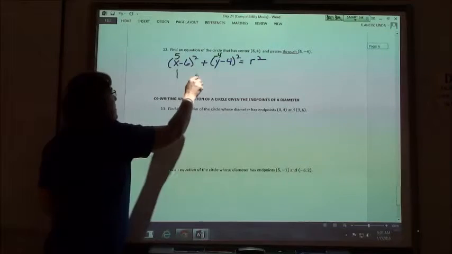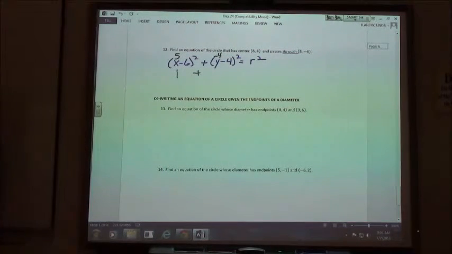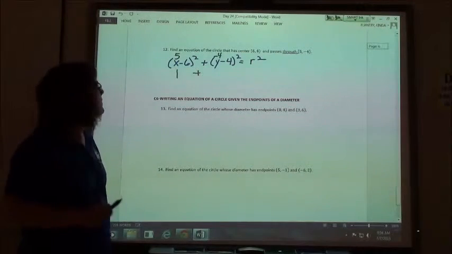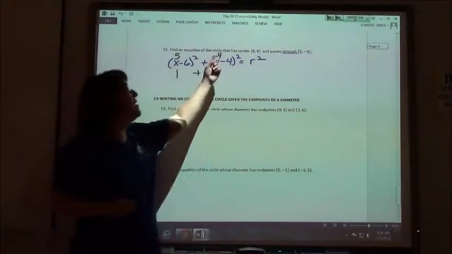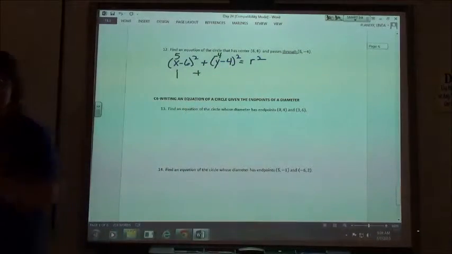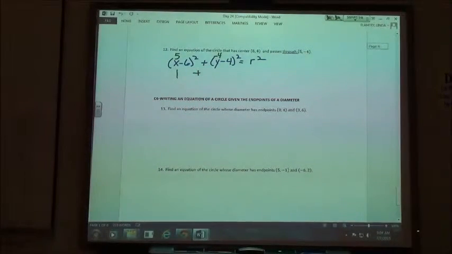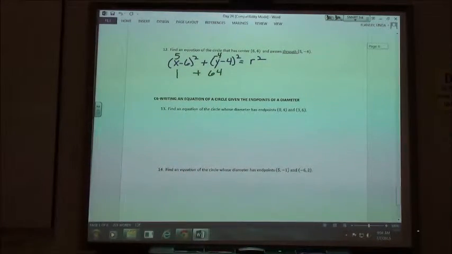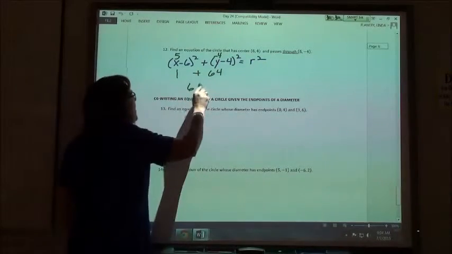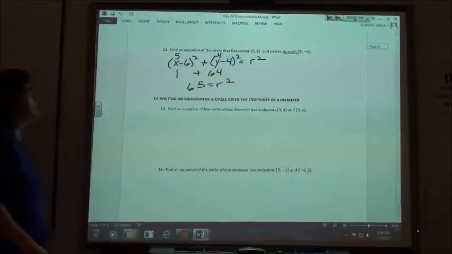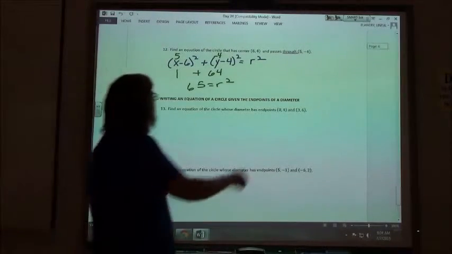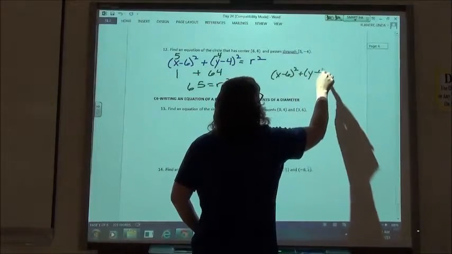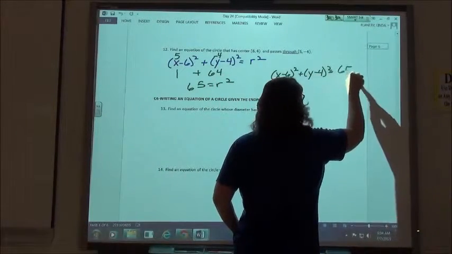1 plus 0. What was that? 0? No, because it's a negative 4 and a negative 4. Oh. So negative 8 squared would give me 64, right? So 1 plus 64 gives us 65 for the value of r squared. So our equation is x minus 6 squared plus y minus 4 squared equals 65.